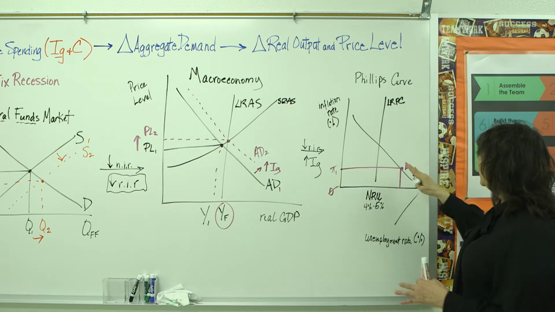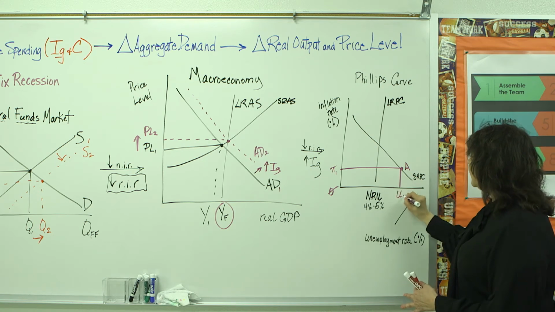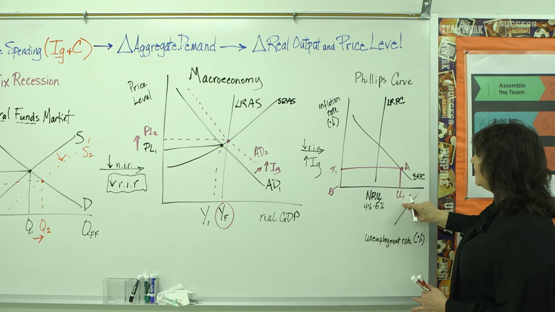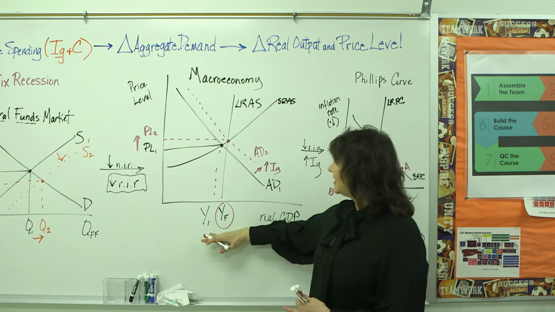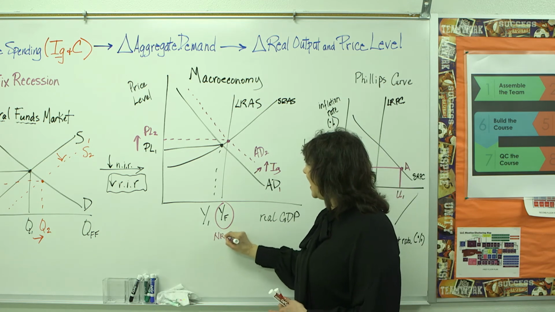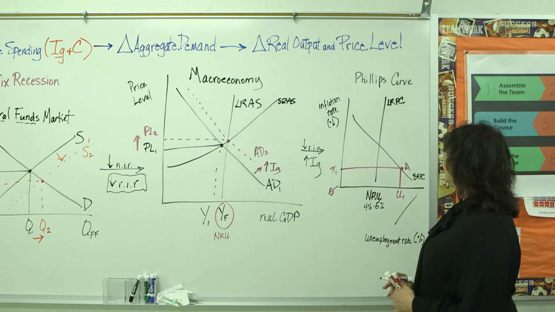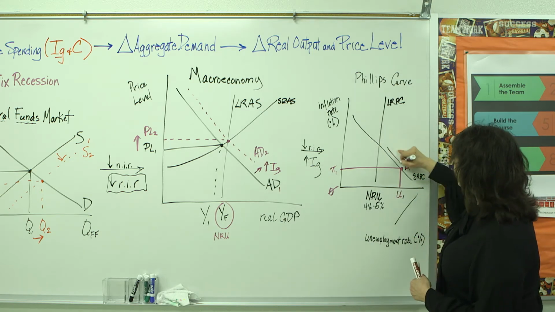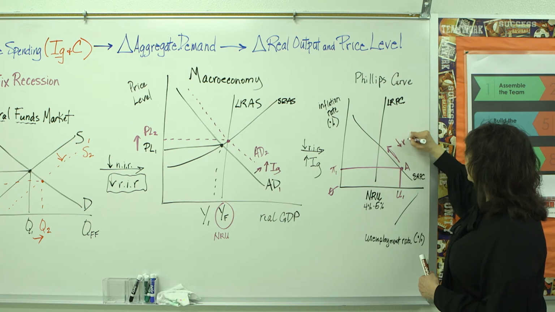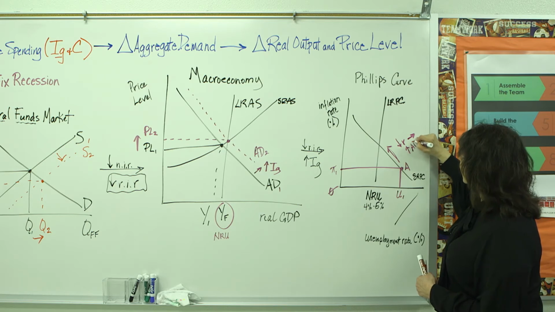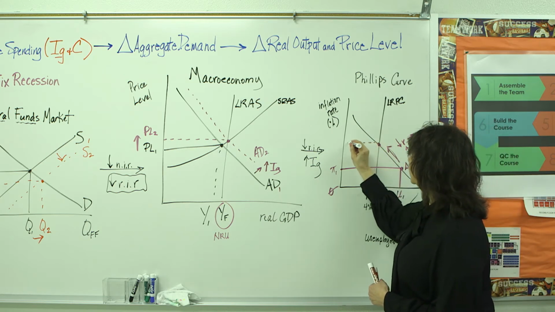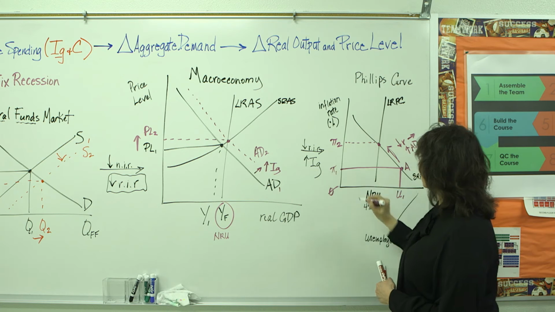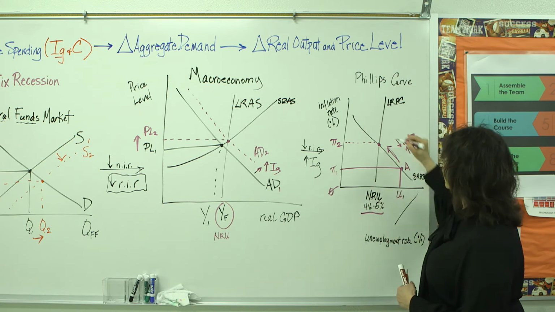So point A then shows me that I have recession because I'm at U1. I'm to the right of the natural rate of unemployment. What I want to do is be at the natural rate of unemployment, because when I'm at the natural rate of unemployment, I am at full employment in the macroeconomy. That's my goal. So then what happened? That lower interest rate led to an increase in aggregate demand, which then brings me back into the long run on the Phillips curve model. So this is now my inflation rate, and clearly I'm back onto the natural rate of unemployment.